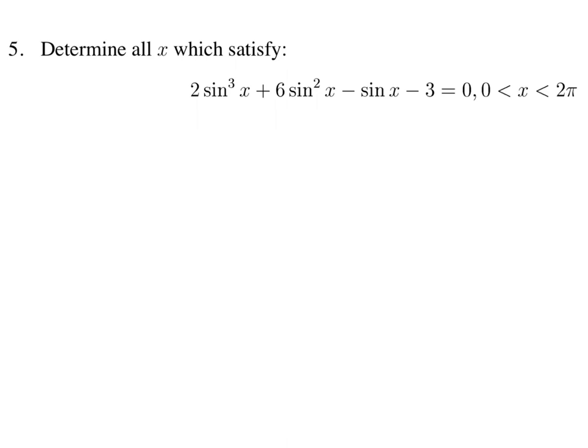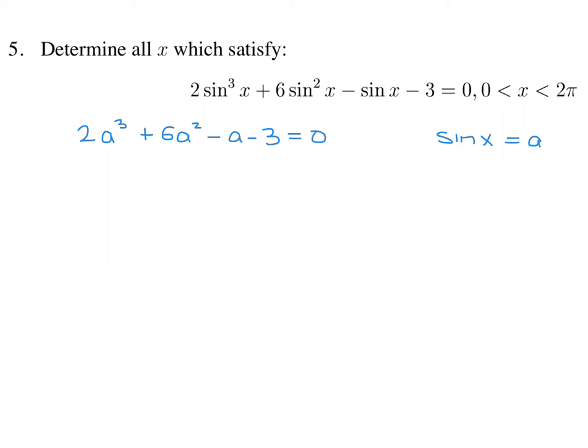Determine all x which satisfy 2 sine cubed x plus 6 sine squared x minus sine x minus 3 is equal to 0 for x between 0 and 2 pi. Okay, to make our lives a little bit easier, I'll let sine of x equal a. And therefore this just becomes 2a to the power of 3 plus 6a squared minus a minus 3 is equal to 0.